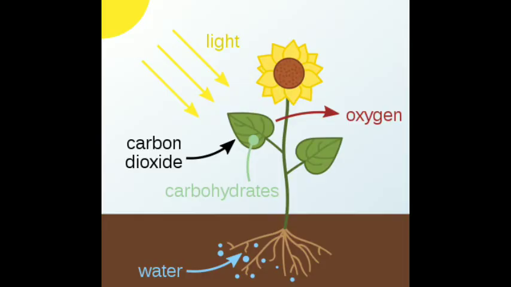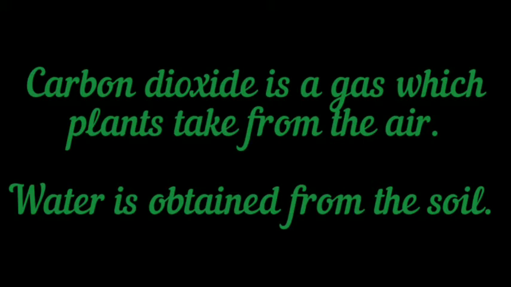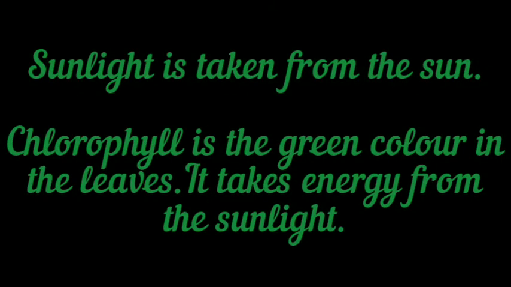Children, carbon dioxide is a gas which plants take from the air. Water is obtained from the soil. Sunlight is taken from the sun. And you all know, chlorophyll is the green color in the leaves. It takes energy from the sunlight.